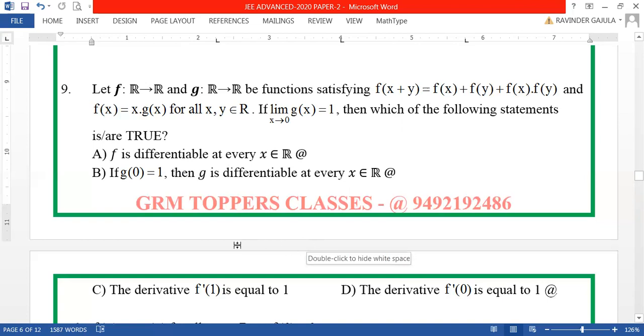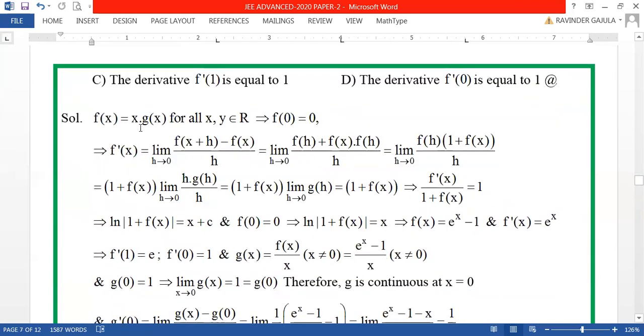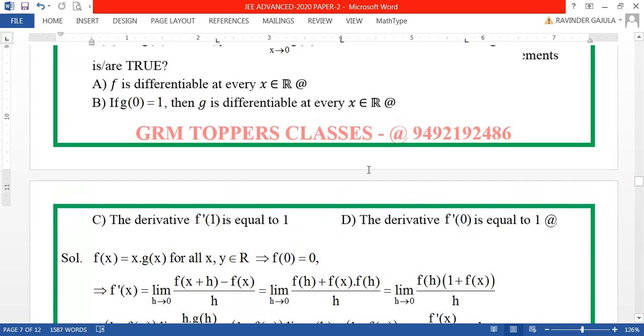Now let us come to the solution of this one. Right. So coming here, f of x is given as x into g of x. So very clearly f of 0 will be 0 times g of 0, so it will be 0. Hence f of 0 equal to 0 because f of x equal to x into g of x for every x belongs to R. Then what is f dash x according to definition? Limit h tends to 0, f of x plus h minus f of x by h is the first principle of derivatives or fundamental principle of derivatives. So from that, you can use this identity. What is that?